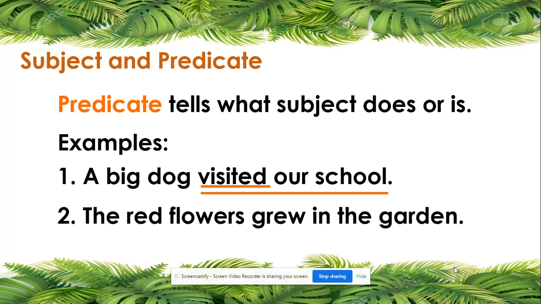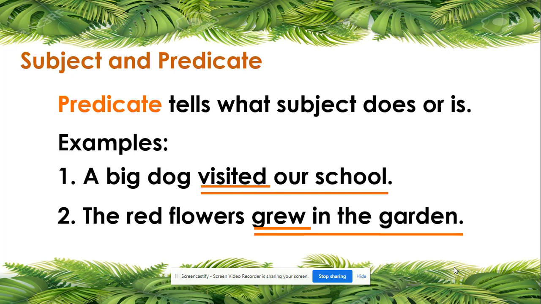This is the action that the subject dog is doing. In the second sentence, the red flowers grew in the garden. What is the action being done in the sentence? Correct, grew or grew in the garden. So this part of the sentence, grew in the garden, is the action being done by the red flowers. So this is the predicate.